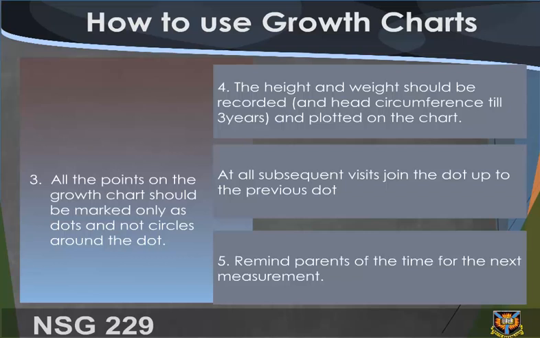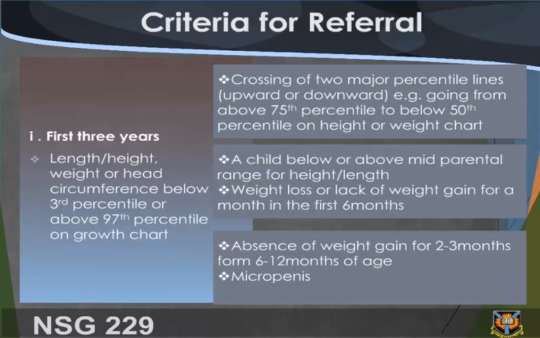4. The height and weight should be recorded, and head circumference till 3 years, and plotted on the chart. At all subsequent visits, join the dot up to the previous dot. 5. Remind parents of the time for the next measurement.